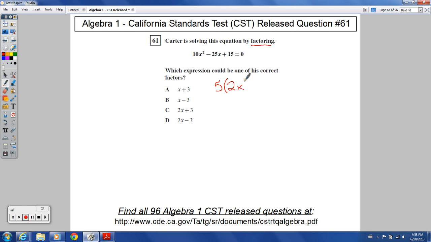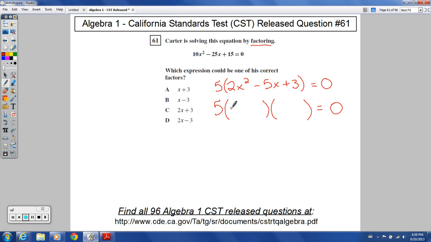So 5 times 2x squared would give me 10x squared. 5 times negative 5x would give me negative 25x. And 5 times 3 would give me 15. That should equal 0. So we've got the 5 out here. And then this part we should be able to factor out into two binomials, it looks like.